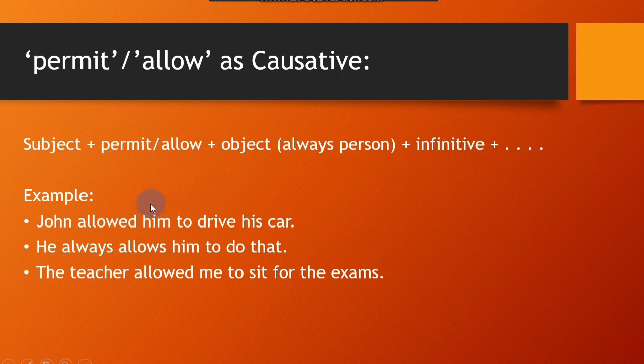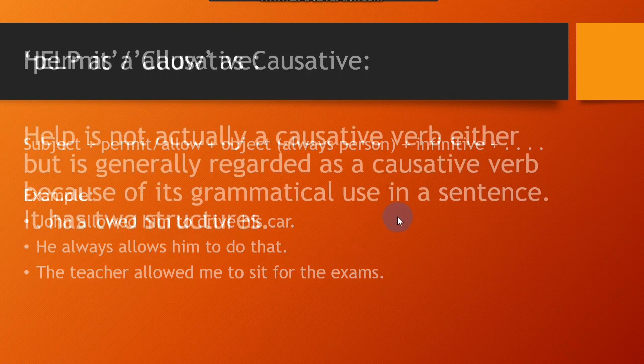John allowed him to drive his car. He always allows him to do that. The teacher permitted me to sit for the exams. You must have heard this expression when you were late for an exam and later told someone: the teacher permitted me to sit for the exam, and I gave my paper. Alhamdulillah. So John allowed him to drive his car, again with the infinitive. Whenever allow comes, you always use the infinitive here.